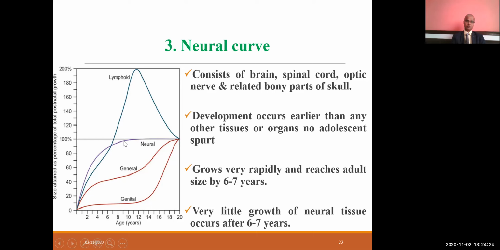95% of growth at 6 to 7 years. And after 6 to 7 years, there occurs very little growth of neural tissue. Means maximum growth of neural tissue occurs at around the age of 6 to 7 years.